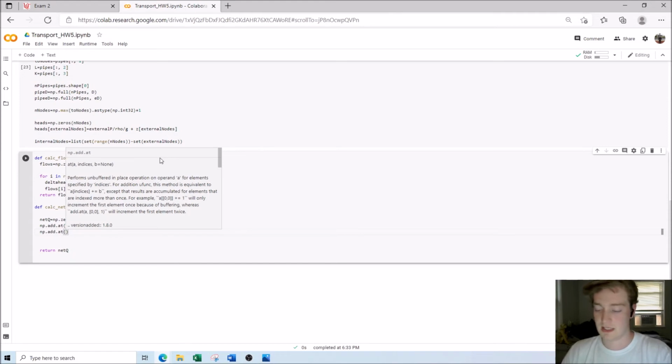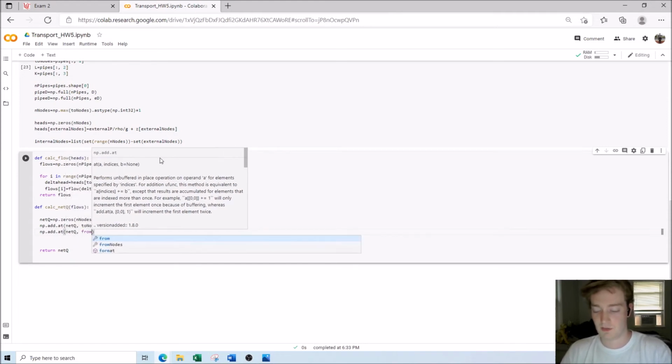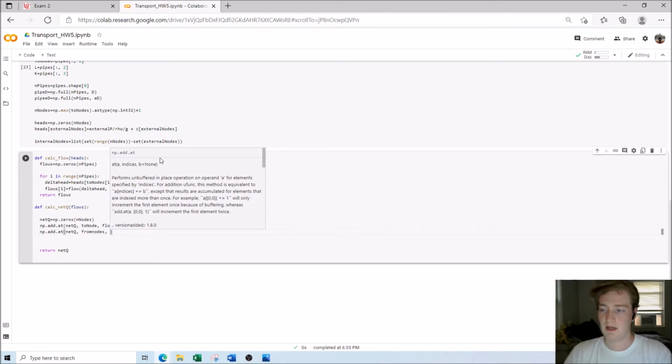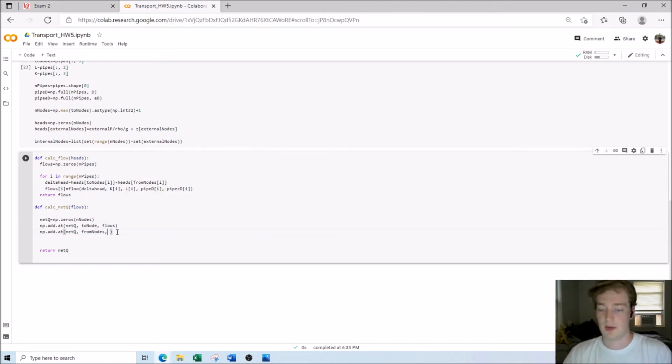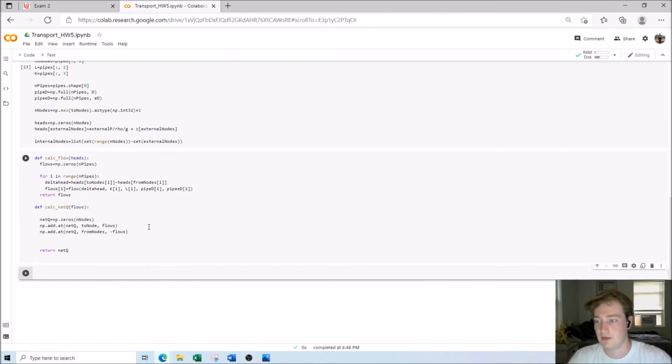And then np.add.at. What is next? So the same list, so net Q. The indices is from nodes, and the, let me fix that before I go searching for it again. And then what are we adding? The negative flows, just like that. Now, why is one positive and one is negative? It's because we're going into a node, hence the 2 node. Okay, that does actually make sense. So going into a node, using the 2 node, the flow is positive, right? So, and then pulling out of a node, the from node, the flow is negative. So that should work. So if we shift enter, all right. So what do we want to do next?